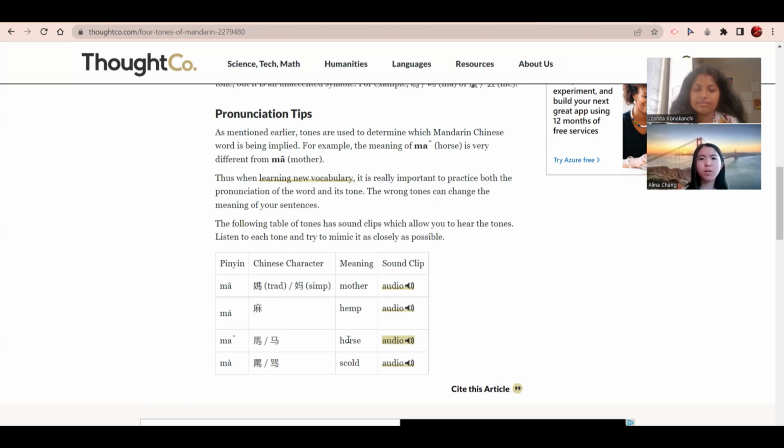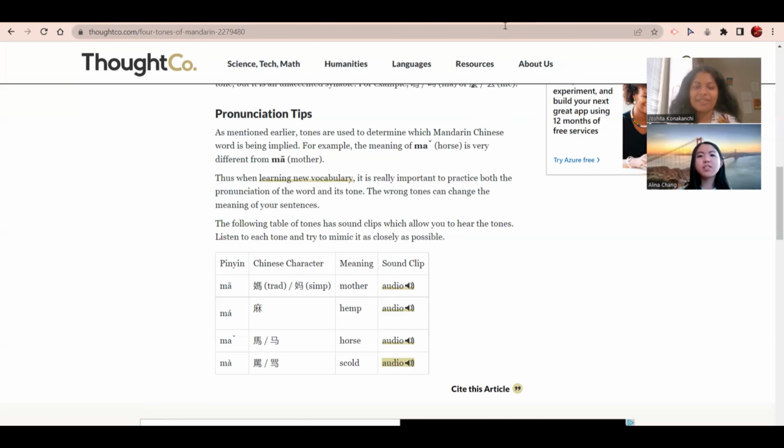So different tones have different meanings, and that's the whole lesson. Let's take a look at the fourth one, ma, 骂. It means scold. The fourth one is easy because it sounds like you're yelling. Just like it says here, scold. Basically, you just scold someone. When you see the downward sign, imagine you're yelling, like ma.